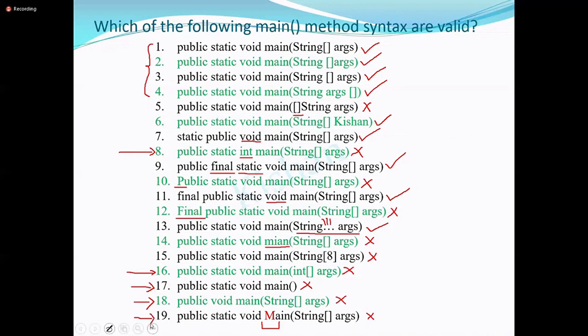Why? Because every Java predefined method always starts with a small letter. Exactly. That is good, guys. So that is the only reason the last one, the 19th syntax, is invalid.